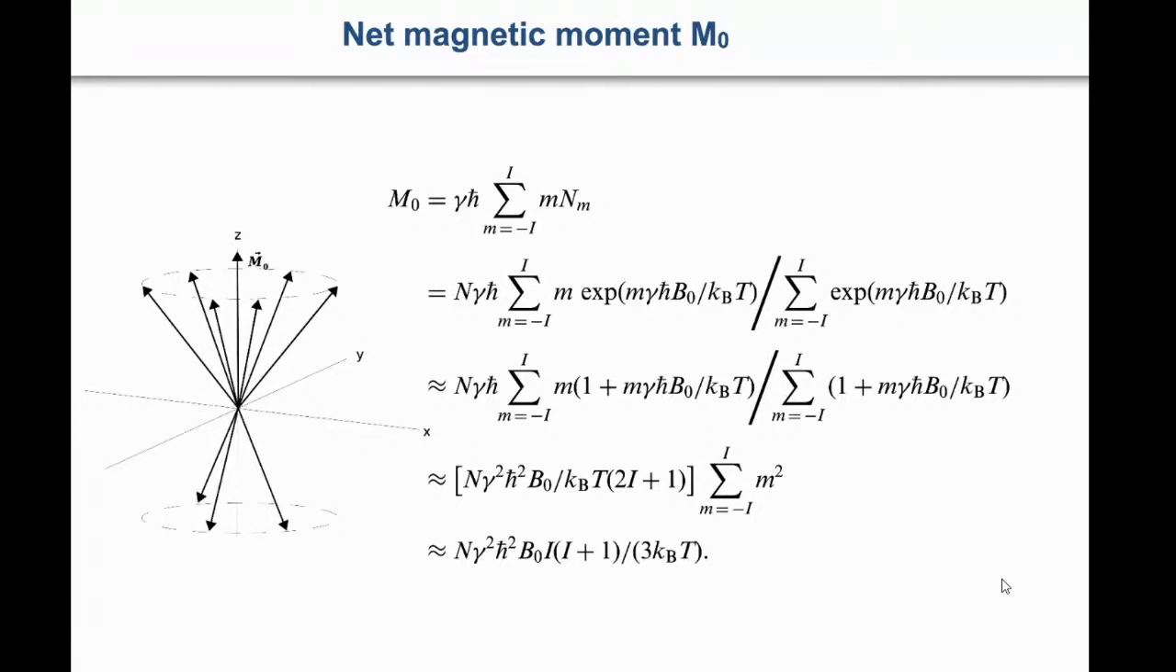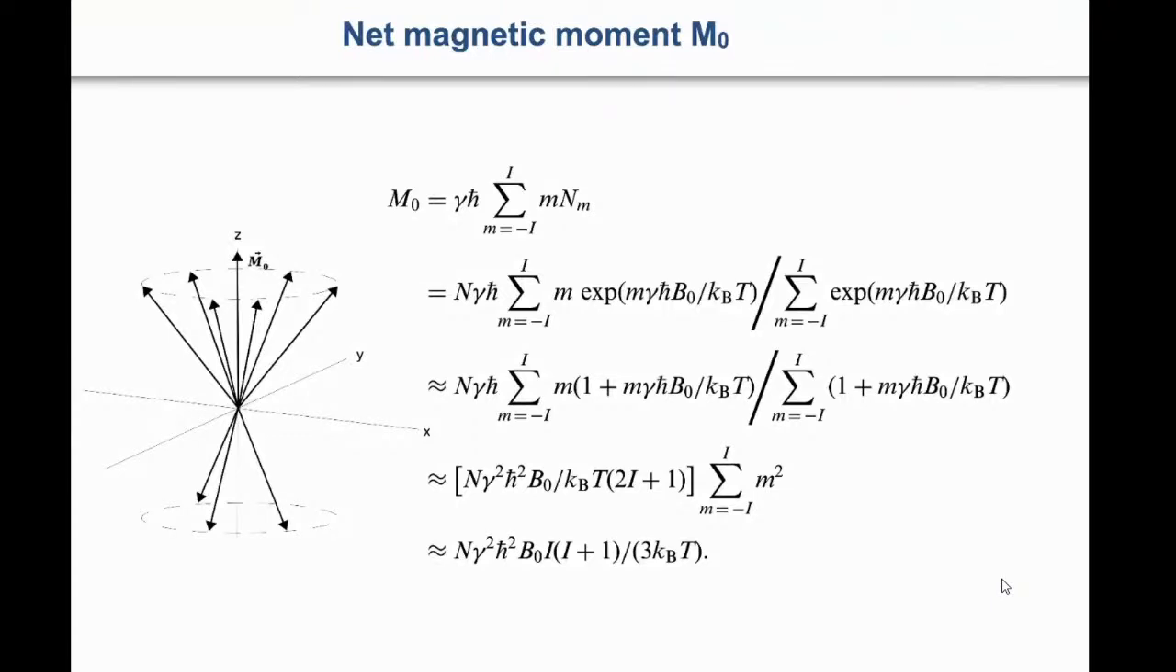So we should try to detect on a nucleus which has high gamma. And fortunately for us, in the whole periodic table, proton has the highest gamma. Proton, meaning the hydrogen nucleus of the hydrogen atom, has the highest gamma. So that is where we actually detect the signal. And of course, you have to detect at a very high magnetic field.